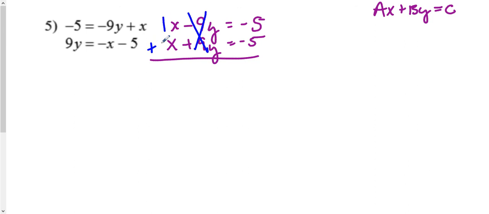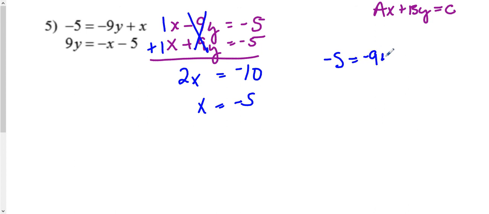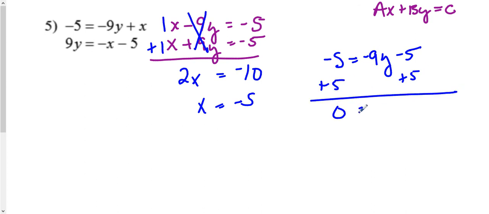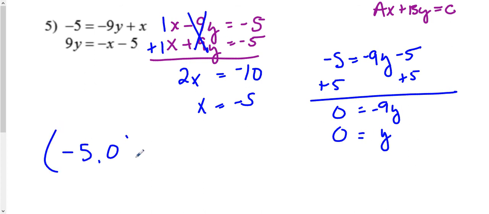So we have 1x plus 1x is 2x. Negative 5 plus a negative 5 is a negative 10. So x is negative 5. Once x is negative 5, we can go ahead and figure out what y is. So y is 0. So our answer is negative 5, 0.